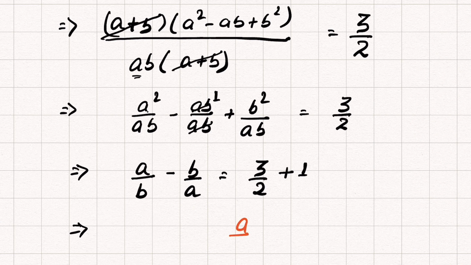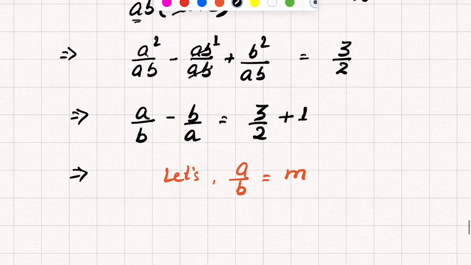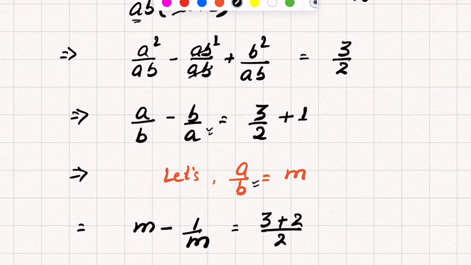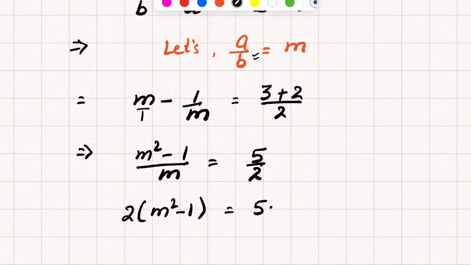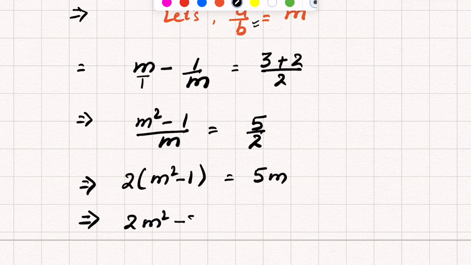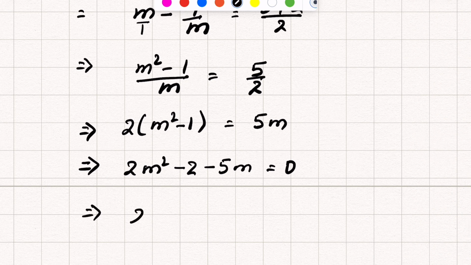Again, that a upon b is equal to m. So this is m minus 1 upon m, because b upon a is the reciprocal of a upon b, so it will be 1 upon m is equal to 3 plus 2 upon 2. We have taken LCM here. Now again taking LCM, it will be m square minus 1 upon m is equal to 5 upon 2. Now cross multiply: 2m square minus 2 is equal to 5m, or 2m square minus 2 minus 5m is equal to 0. We can rearrange it: 2m square minus 5m minus 2 is equal to 0.